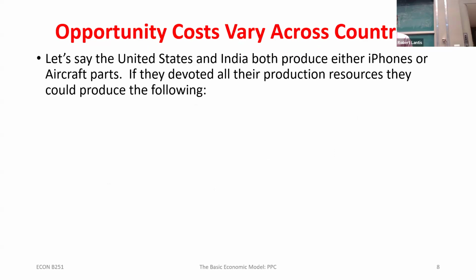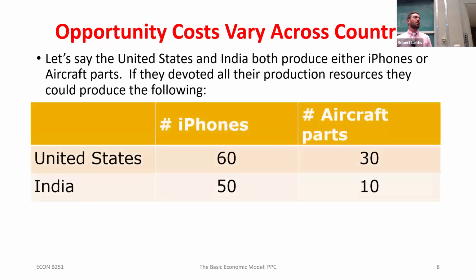India, the United States, and I'm thinking about iPhone and aircraft production. If they both devote all of their resources towards producing one of these two different types of goods, that's the information that we'll generally start out with, and then we'll go from there. We'll represent this in a little small matrix, where I've got both countries and both types of goods.